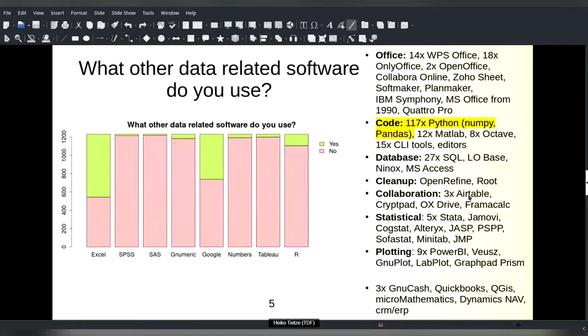Also, not surprisingly, Excel and Google Sheets were reported as some of the most popular alternative data related software, as you can see on this graph. 30% of survey participants reported to use R as well. And another major category of 10% was Python. And on the right, you can see a bigger list of different other tools that people use. But the number of people that use them is relatively low compared to Excel, Google Sheets, R, and Python.